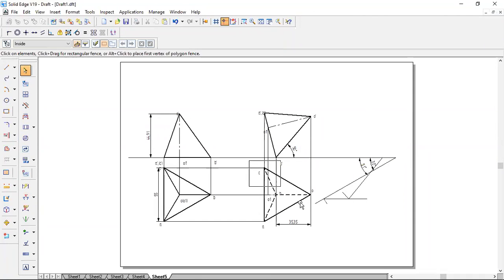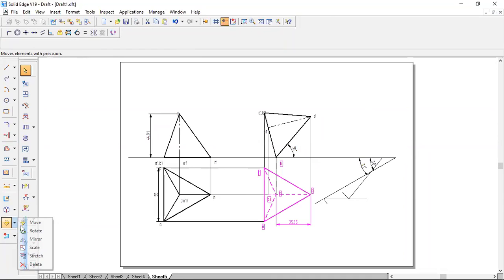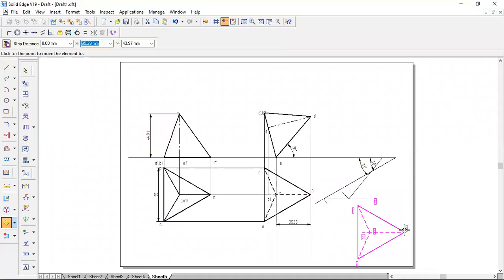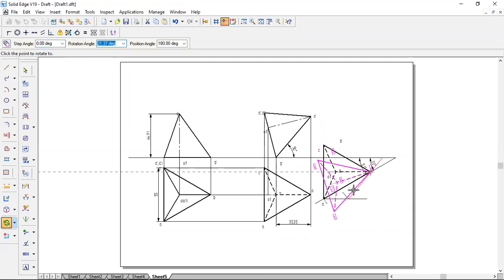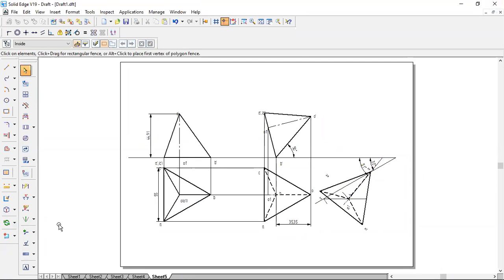So now you can move with copy in such a way that one of the edges, that is O, will coincide with this center. Then rotate in such a way that this will come on the beta angle. So that's how you need to draw. So now we need to get the front view by projecting the vertical projection and horizontal projection.